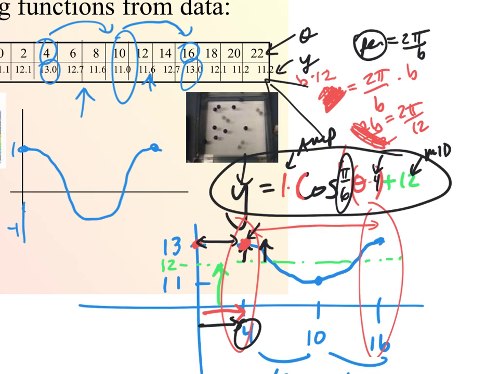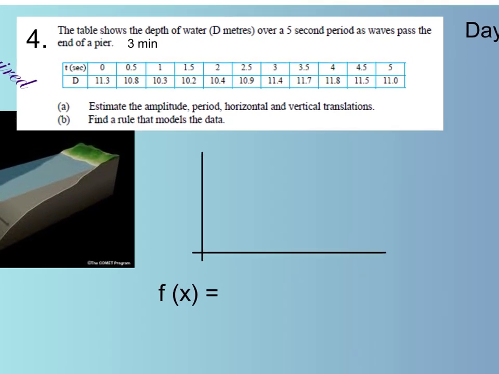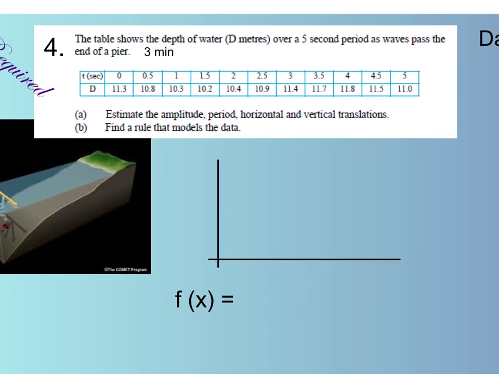All right, let's see now if you can tell how to do this next one. So imagine for a moment that we had to answer this. The table shows the depth of water over a 5-second period as waves pass the end of a pier. If these waves are consistent, and the height against the pier, which is basically like that pole in the water, at these times, what number do you think I'm looking for? I'm looking for the highest that it ever goes. It looks like 11.8 is the highest it ever goes.